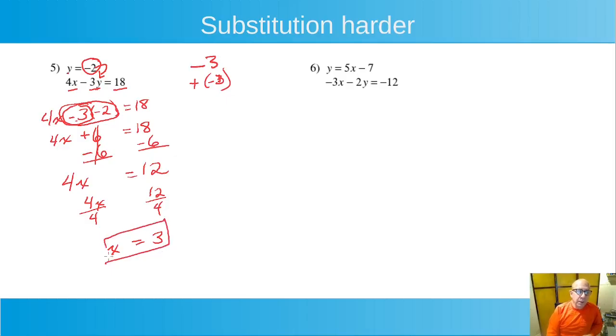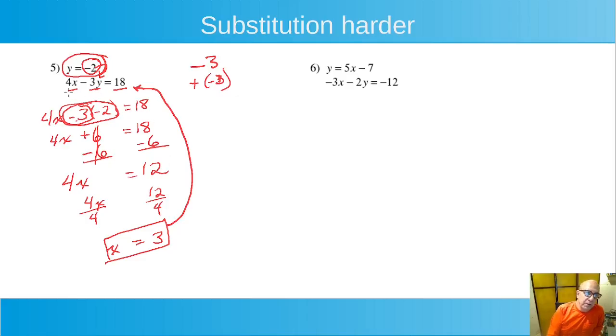Now most people are like, yay, I got the answer. You do not. You have half the answer. You have to take this answer and go back into one of your equations and substitute in for x and solve for y. Now you may be saying to yourself, but Mr. Murphy, y is negative 2. And you're absolutely right. But let's double check.